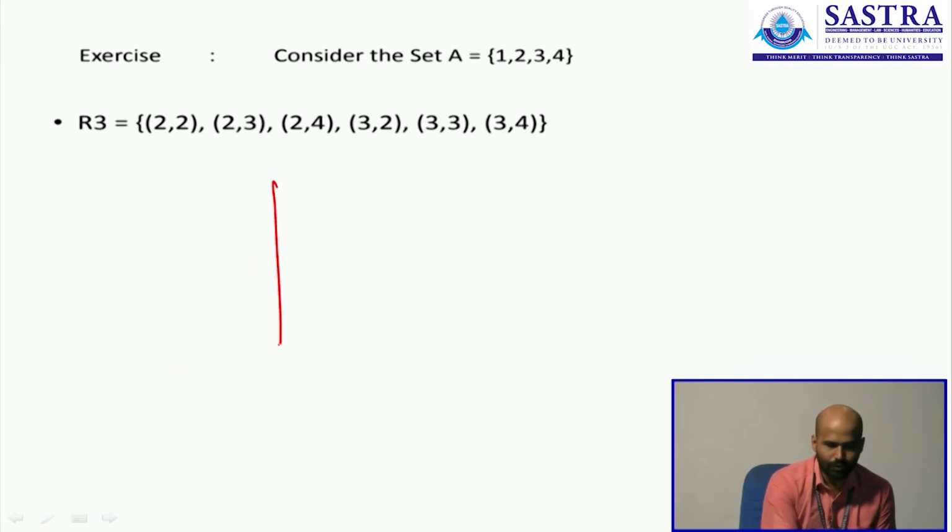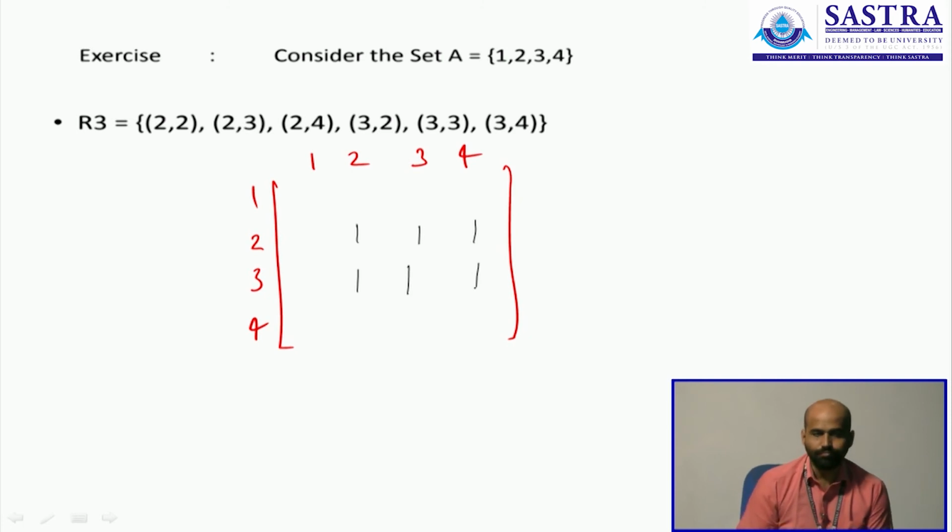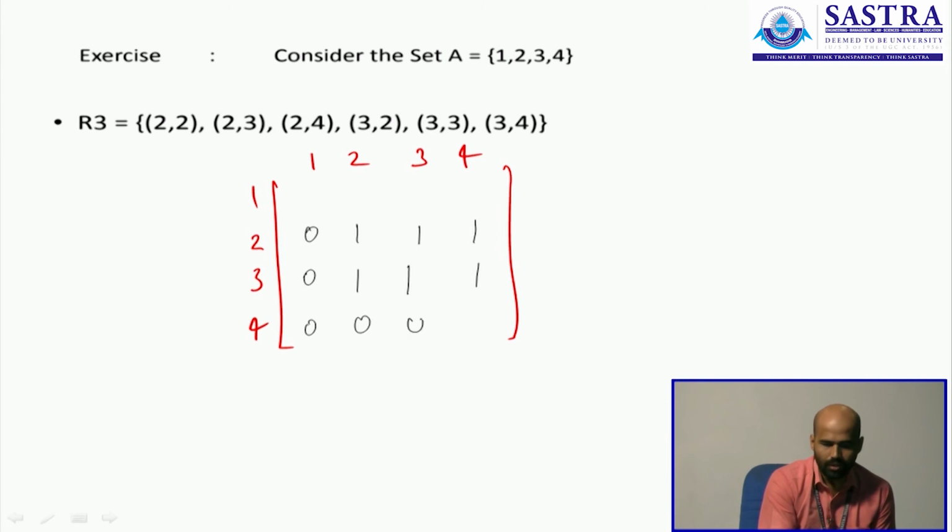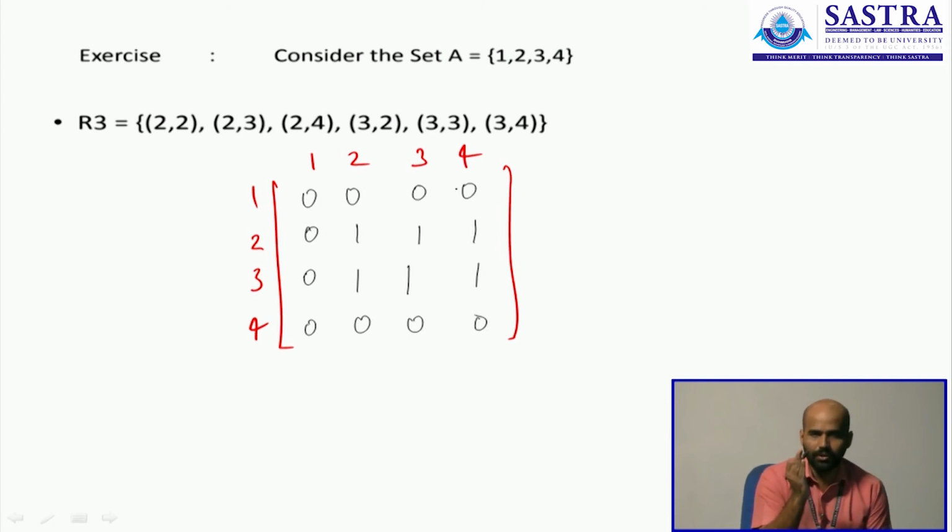Some more exercises for you. 1, 2, 3, 4. 2, 2, 2, 3, 2, 4, 3, 2, 3, 3, 3, 4. That's all. Nothing else. You can try and comment on the symmetric nature just by looking at the matrix. That's the exact reason I have given you this example. You can comment on the symmetric nature only by looking at the matrix involved.